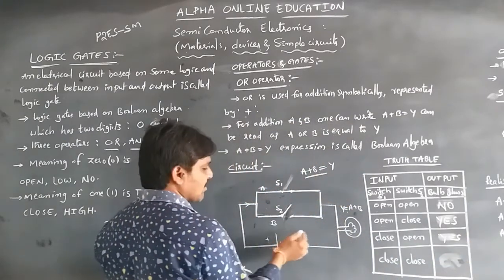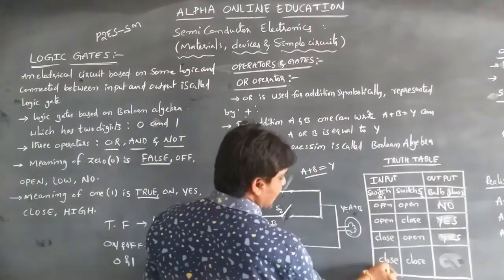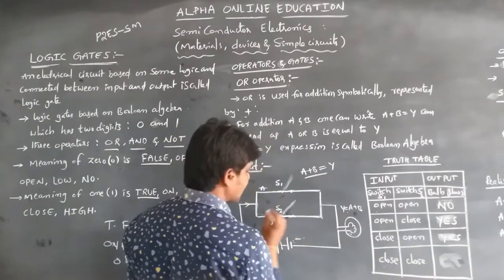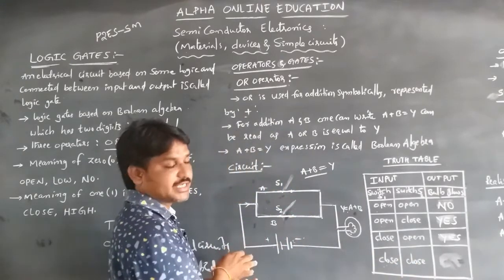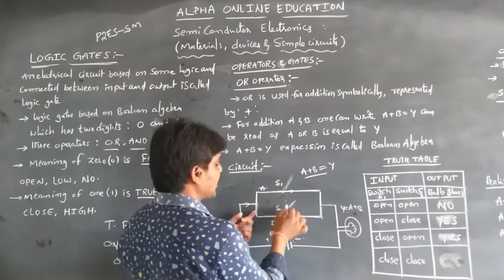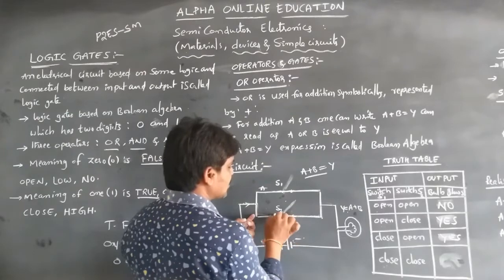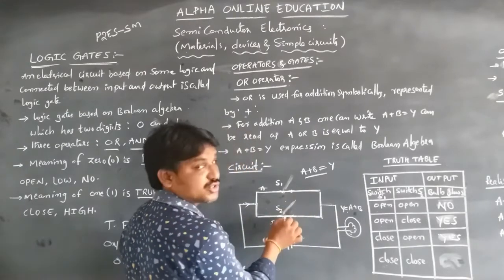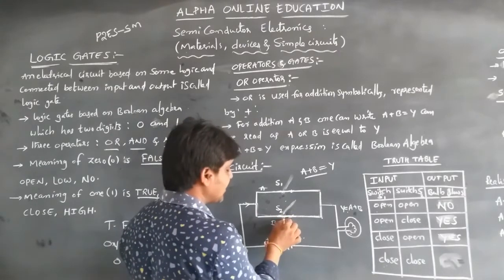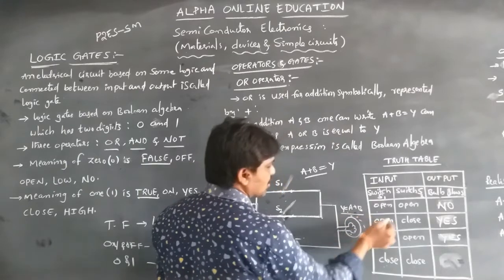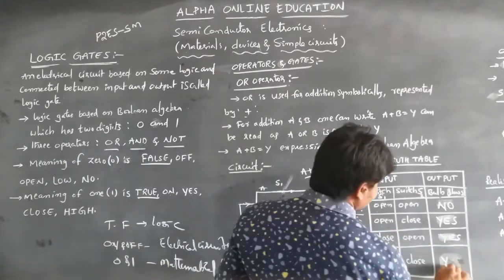The next one, when both switches S1 and S2 are closed, the total circuit is connected. So current flows through both circuits. These two switches are in parallel. So the current flows and the bulb will glow. The resultant Y is equal to A plus B, so the output we get is yes.